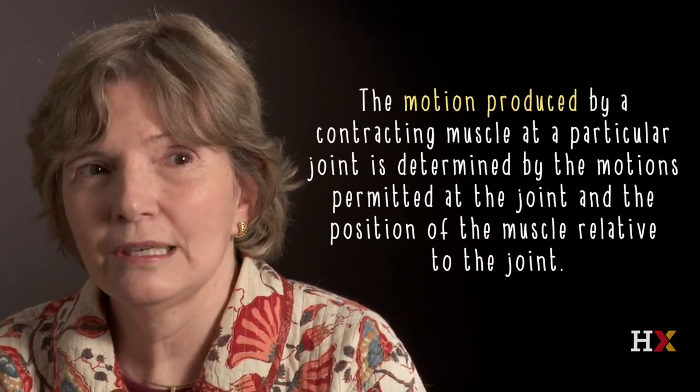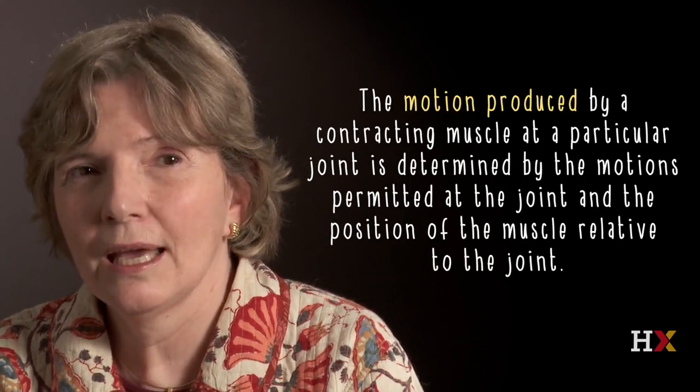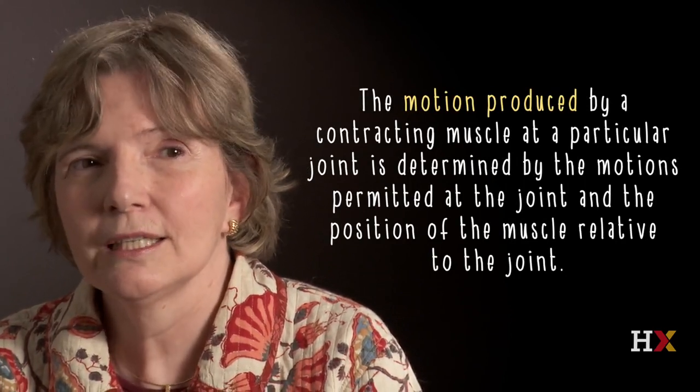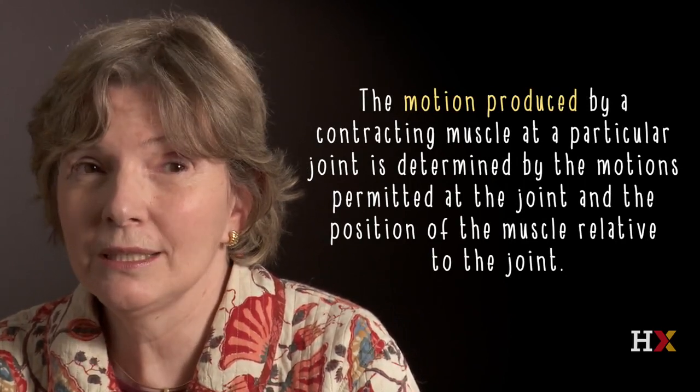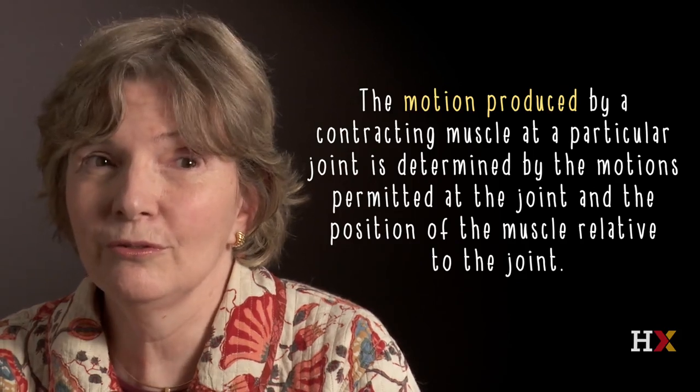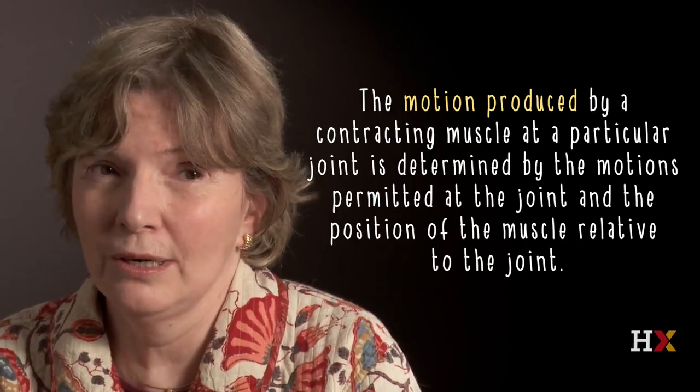Application of a logical rule is always better than memorization of details that don't always make sense and in many cases aren't entirely true. So this is the rule that we'll use. The motion produced by a contracting muscle at a particular joint is determined by the motions permitted at the joint and the position of the muscle relative to the joint. And we'll have a variety of illustrations to illustrate what that means.